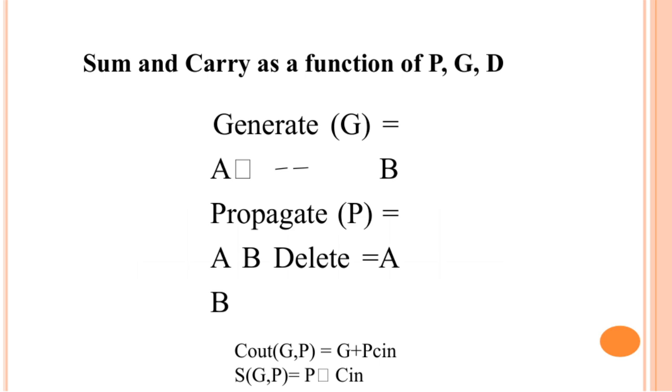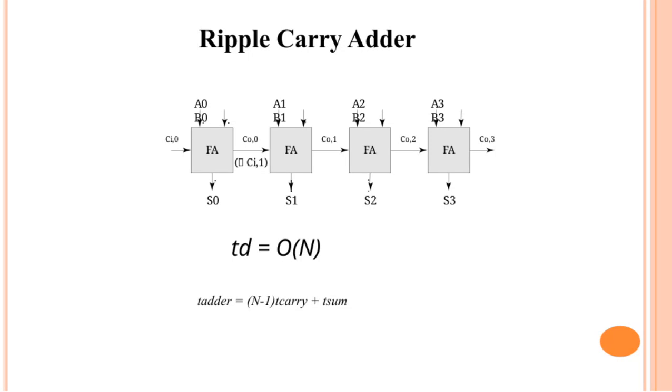Here we have the ripple carry adder, which is a fundamental type of adder used in digital circuits. The key characteristic of this adder is that the carry output from each full adder is passed along to the next full adder in the chain. This means the sum at each stage depends on the carry from the previous stage. You can see the inputs labeled A0 to A3 and B0 to B3, representing the bits we want to add.